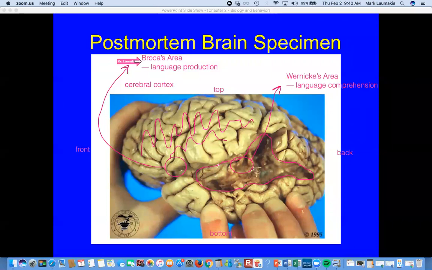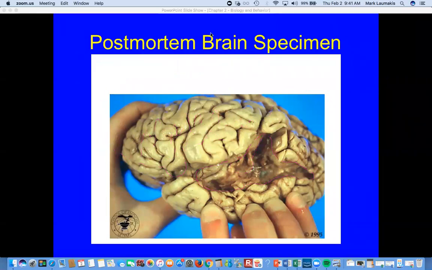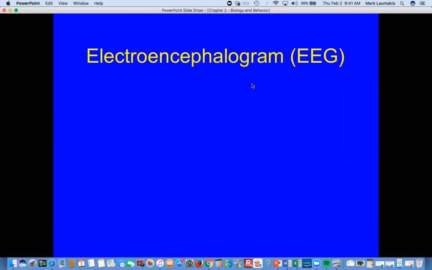Okay? All right, so that's the first of the tools in our toolbox here as brain scientists. We can look at the brains of someone who has died and try to figure out what was going on. Maybe we know from before they died they had specific deficits. Well, then we can look at the brain and see if there's corresponding damaged areas where we would expect it to be. Okay, so we've got postmortem brain specimens.